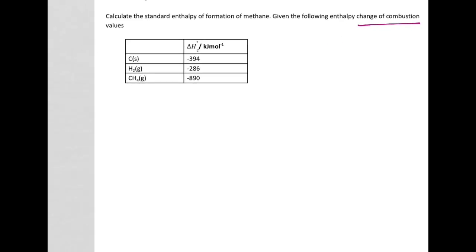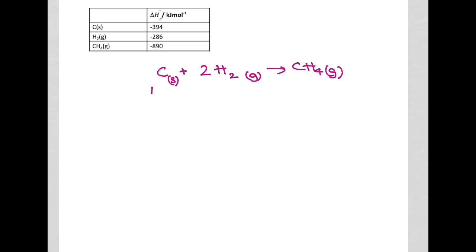Now let's see how we apply this. Calculate the enthalpy of formation of methane given the enthalpy change of combustion values. So the formation of methane: methane is CH4, and you're making this from carbon and hydrogen. So this is the equation for formation of methane, and these are the reactants, this is the product.